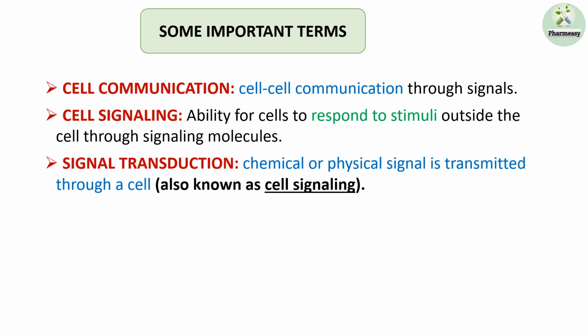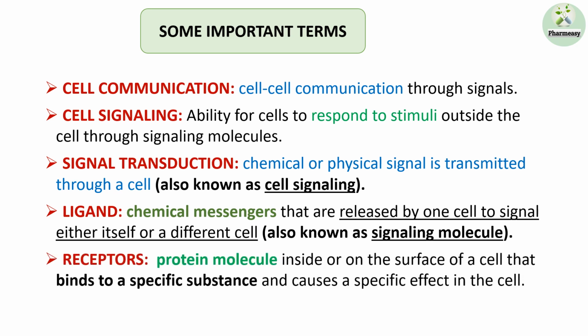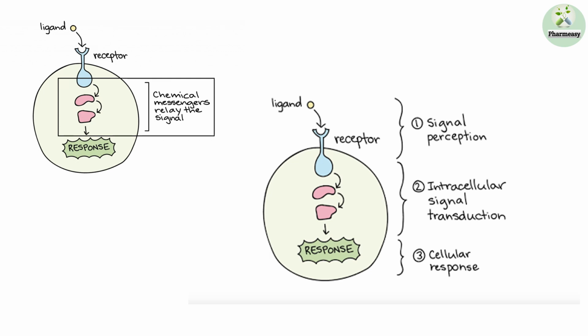Next is signal transduction, which is the same as cell signaling, and in this, a chemical or physical signal is transmitted through a cell. Ligands are the chemical messengers that are released by one cell to the target cell. Ligand is also known as signaling molecules such as insulin, growth hormones, lipids and amino acid metabolites. Last is receptors. These are the protein molecules inside or on the surface of the cell that bind to a specific site. And this diagram shows the simple mechanism of cell communication.